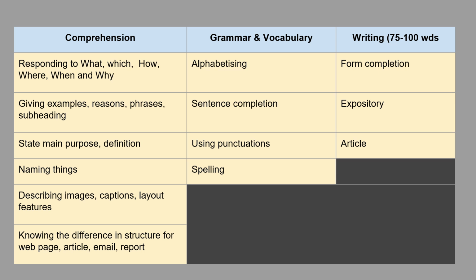Now, under the grammar and vocabulary section, you need to understand how to alphabetize, complete sentences with words given, use punctuation, and engage in correcting and identifying spelling errors. Now, as you move into the writing section, you're expected to use 75 to 100 words. Before this, you might be asked to complete a form, or you might be given the choice of engaging in writing in a wholesome way, expository or article pieces.